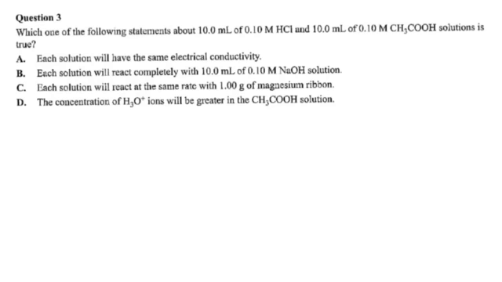Alright, question 3. This one's a favourite trick question, but we won't fall for it, guys. Which of the following statements about 10 mils of 0.1 molar hydrochloric acid and 10 mils of 0.1 molar ethanoic acid solution is true? Okay, well, students look at this and they say, well, goodness, this is a strong acid, this is a weak acid, so, and then they fall right into the trap. So let's go through the alternatives.